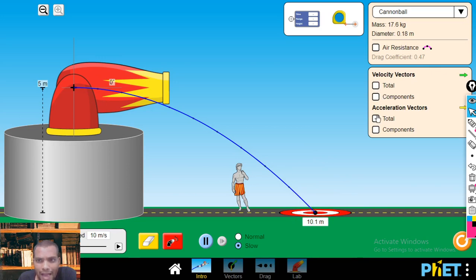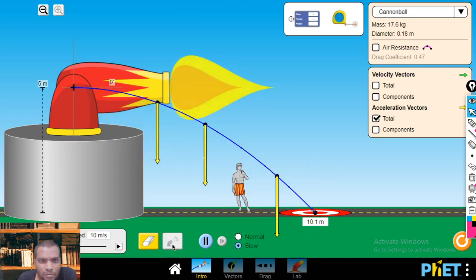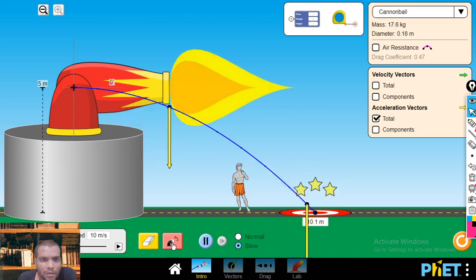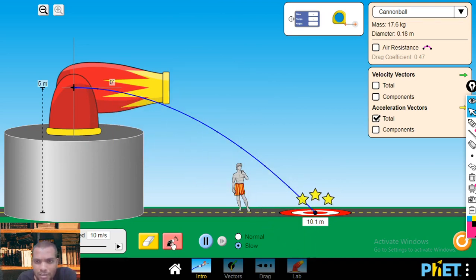And when it comes to acceleration, in two-dimensional motion, acceleration is also resolved into two components, its horizontal component and vertical component. But in projectile motion, the acceleration is only due to gravity. It only acts in the vertical direction. There is no horizontal acceleration.